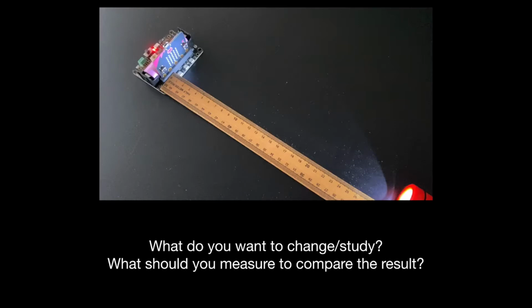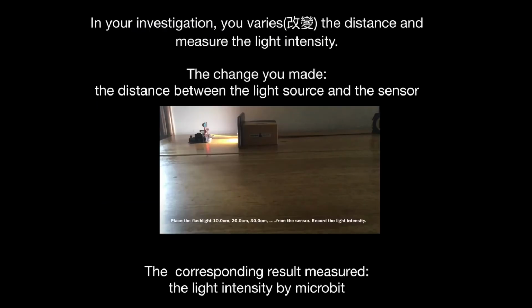First of all, what do you want to study in this scientific investigation? Of course, you want to study the distance between the light source and the sensor, and what is the effect of it on the light intensity detected. So what you measure is the light intensity, and this time we will use a microbit on the left hand side to detect the light level. After you vary the distance, you see what will happen to the light intensity.